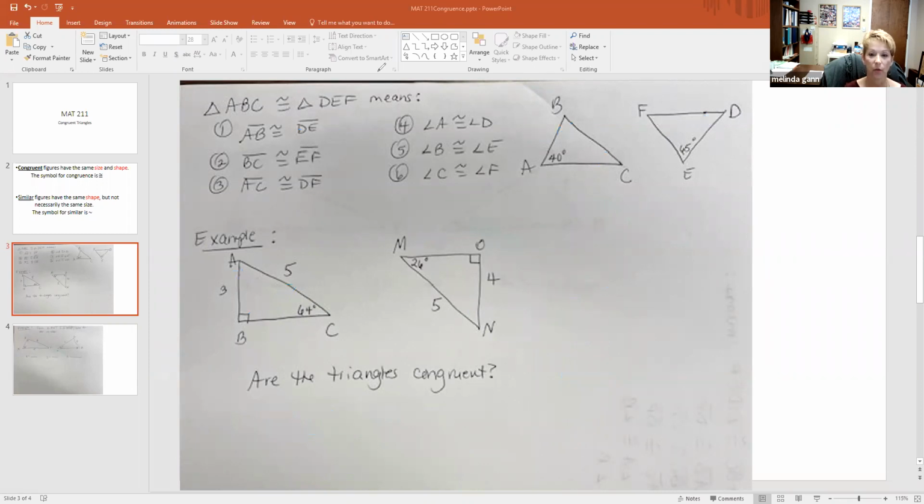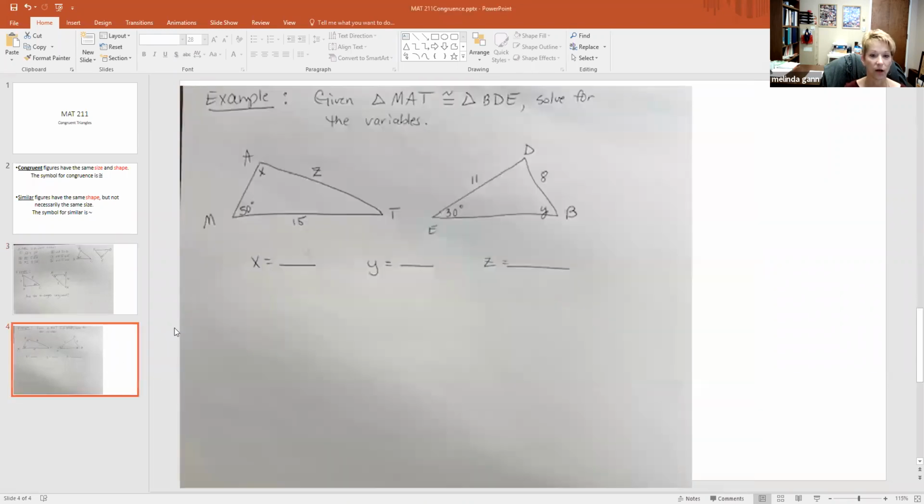All right, so let's go look at one more thing real quick. All right, look at this one. All right. Again, I guarantee you on this one that triangle MAT is congruent to triangle BDE, and it says solve for the variables, don't do it by looking at it. The first thing you do is write down your 6 statements. If you know that this triangle is congruent to this one, what do you know?